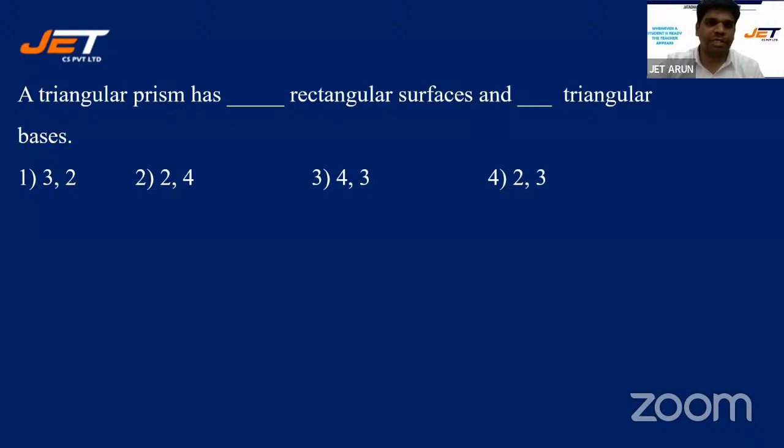A triangular prism has dash rectangular faces and dash number of triangular bases. You must have seen a prism in your school. What does a prism look like? How many rectangular faces and how many triangular faces? Rectangular faces will be 3 and triangular faces will be 2. So these 3 are rectangular faces, and over here and over here, they are triangular bases.